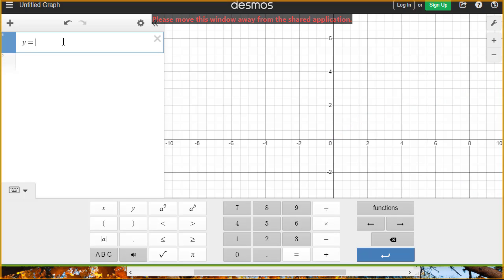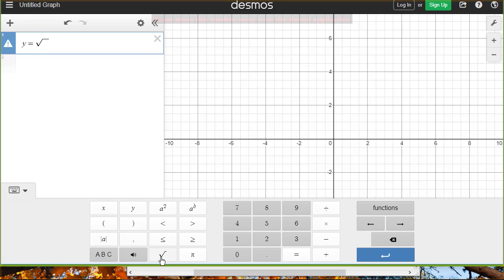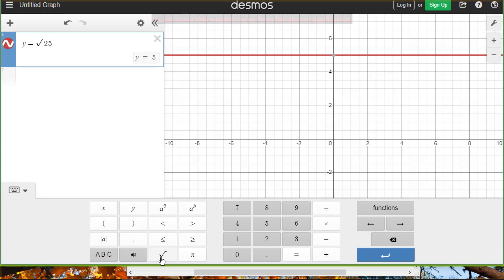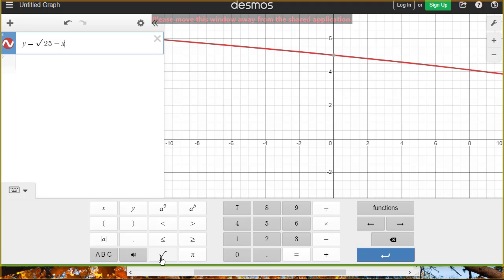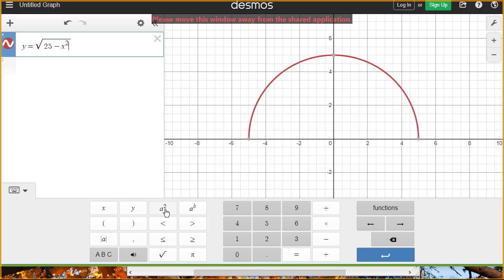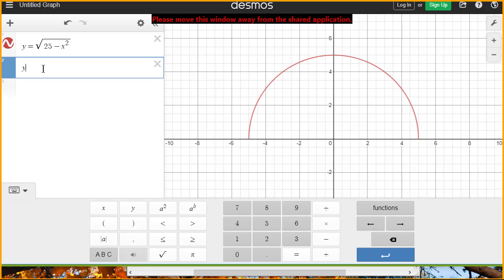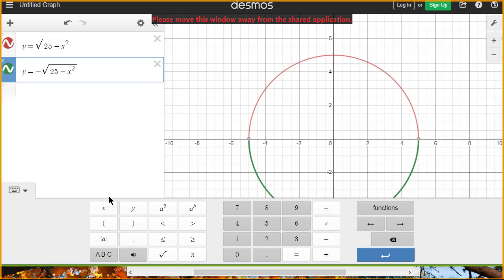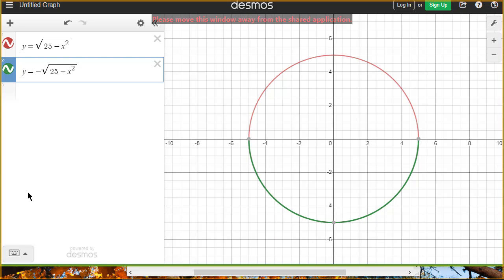So let's try and put in our second equation. We ended up getting y was the positive value of the square root of 25 minus x squared. Oh, he's cute. So what do you think is going to happen if we do the negative value of that? Yeah, negative square root of 25 minus x squared. It gives us the bottom part. And what do we have? We have a nice little circle, a perfect circle, right?